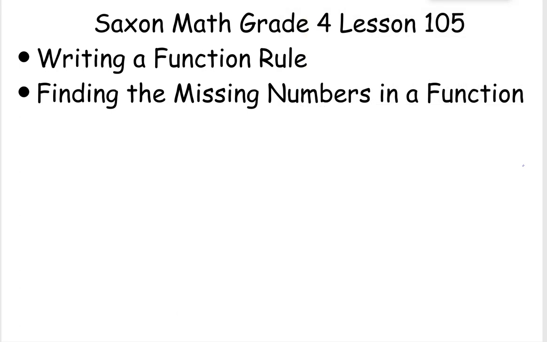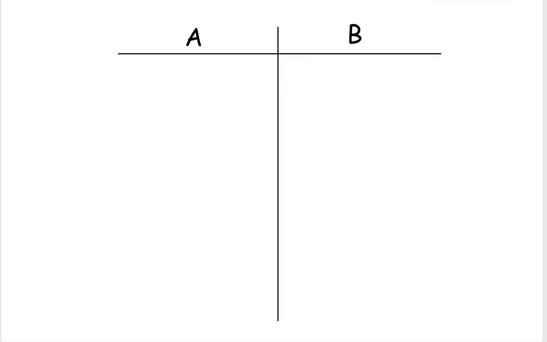Hello everyone, today's lesson is lesson 105, writing a function rule and finding the missing numbers in a function. So a function is a special type of pattern. I'm going to write a number in column A, and then I'll use a secret rule to find the number in column B. I'm going to use the same rule for all of the numbers I write in column A. So when I get on A, I'm going to write the number 1 in A. And I'm going to apply the rule to it, and B is going to equal 3.